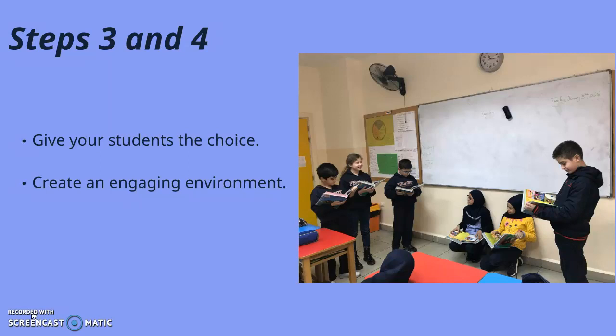Step number 4. Create an engaging environment. You need to set an environment in your classroom where high expectations are the norm. You need to communicate these expectations to the students. It's not a secret. You're not trying to trick them. You need to let them know what you expect of them, and you need to make it very clear what the non-negotiables are. For example, no disruptions. You should get engaged in the process. In this picture, you can see the students acting out a play that they've learned in the reading lessons.